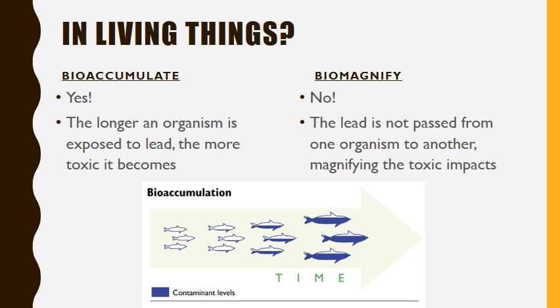If lead does become bioavailable, you might be asking yourself, what's going to happen to that lead? Well, it is going to bioaccumulate in organisms, meaning it will be absorbed or taken in by living things in the environment. So the longer the organism is exposed to this lead, the more toxic it becomes to that organism. But it will not biomagnify. This means that lead is not passed on from one organism to another up the food chain, so the effects will not be magnified.